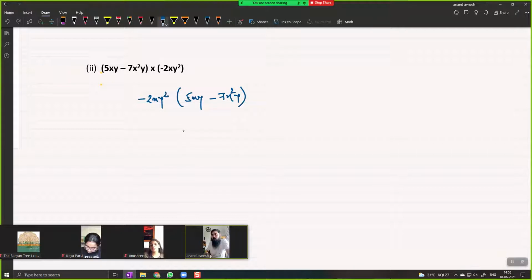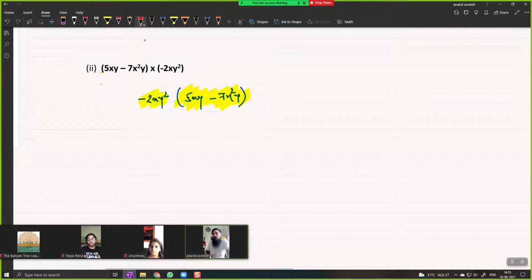See, it does not make any difference if you write the monomial to the left side or to the right side, however they have written it. It does not make any difference. But I stick to one pattern and I write it to the left side. So I write the monomial and then I write the binomial. Okay, there is no sign in between them, that means there is multiplication.